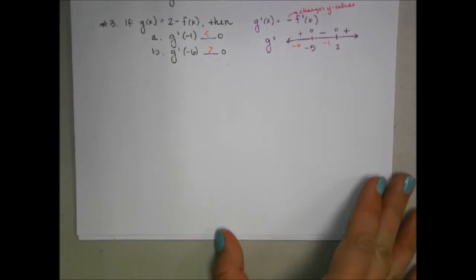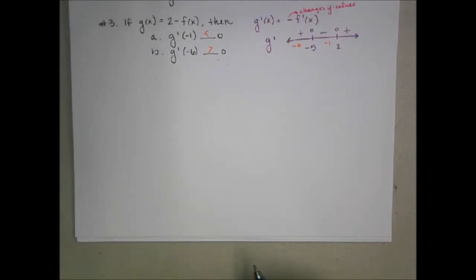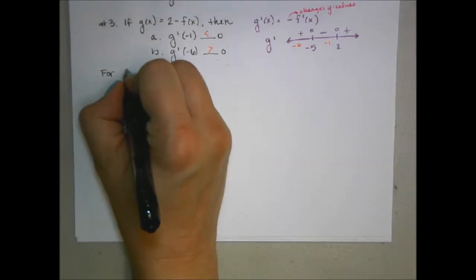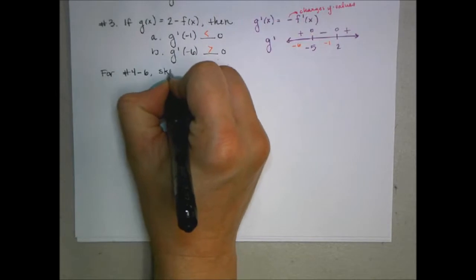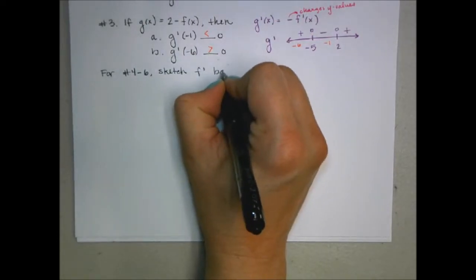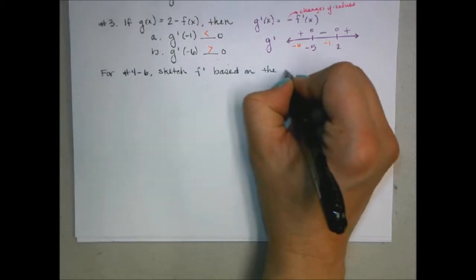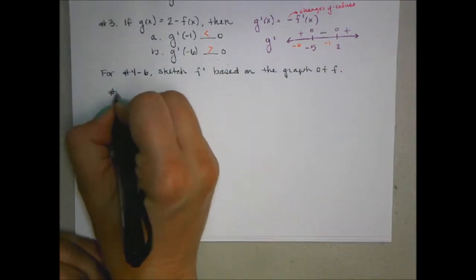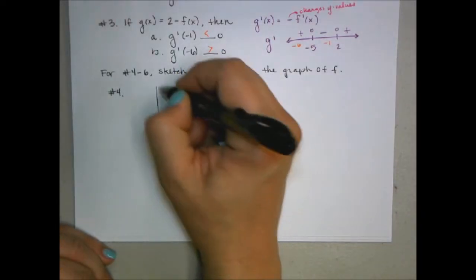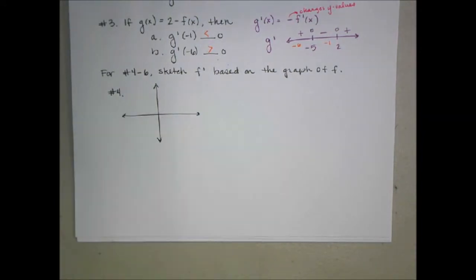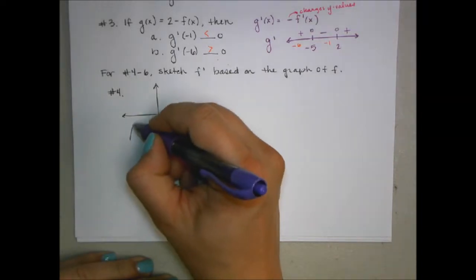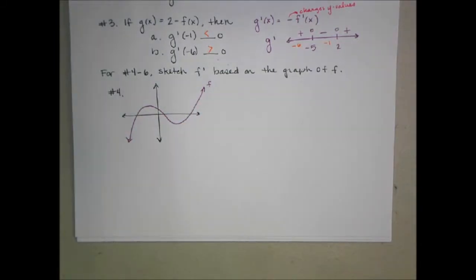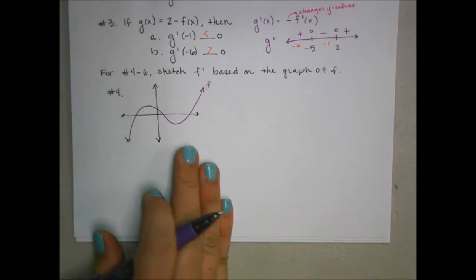Now we're going to look at some problems that involve sketching our derivative based on the graph of the original function. For our last few examples, there's only so much we can do here, so we're just looking for certain things to happen. Number 4, here is f, and we want to sketch its derivative on the same set of axes using the information we have here.